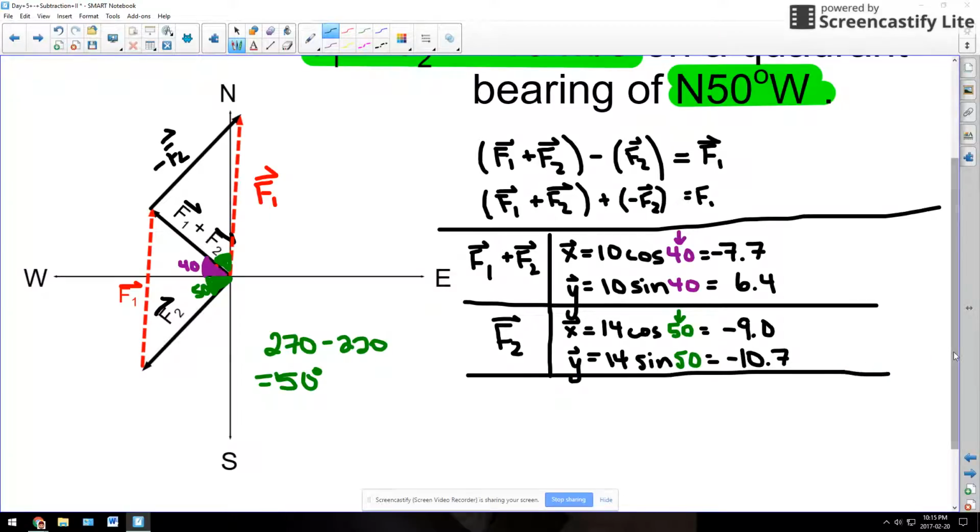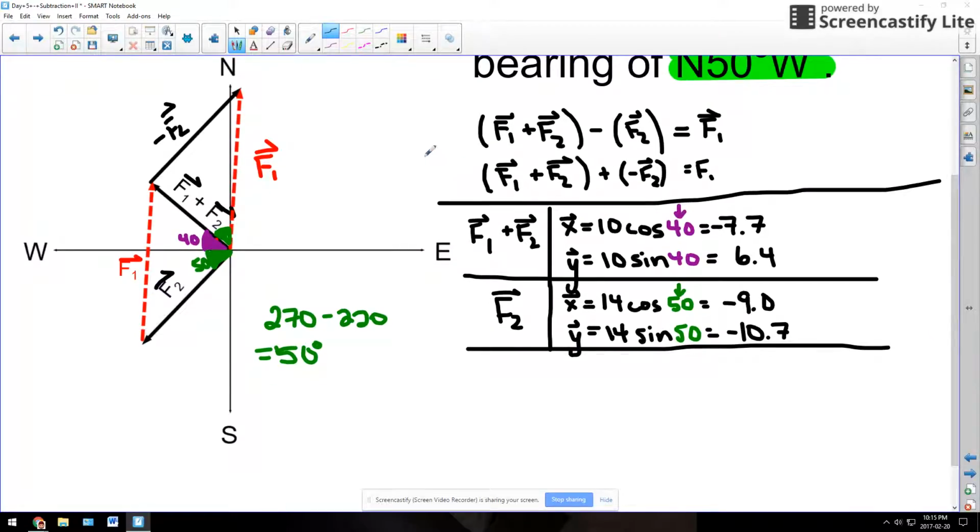Okay, the next step here would be, if you look back at this line, we want to add the opposite of f2 to f1 plus f2, which means that we should have the components of the opposite of f2. Now, they're pretty easy to get, right? The opposite of f2 is just the components of f2 with the opposite sign, meaning that the horizontal component would be positive 9, and the vertical component would be positive 10.7.